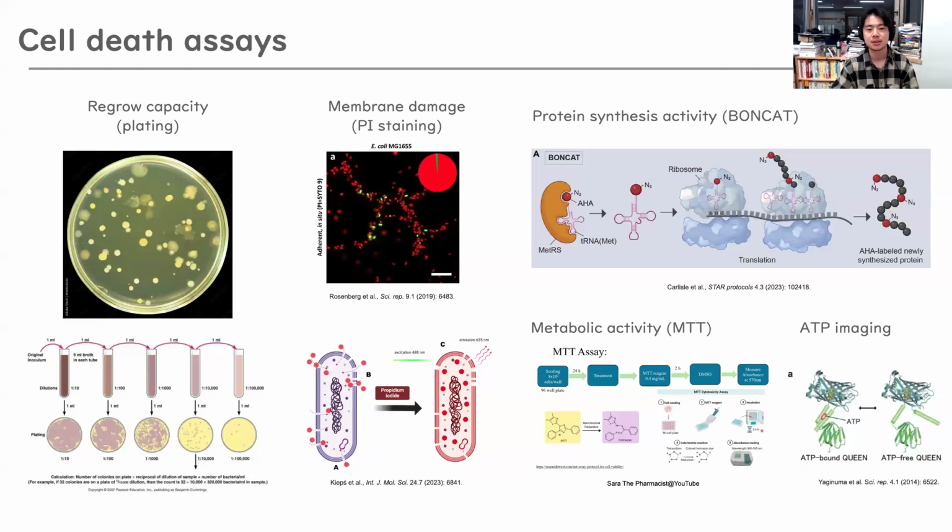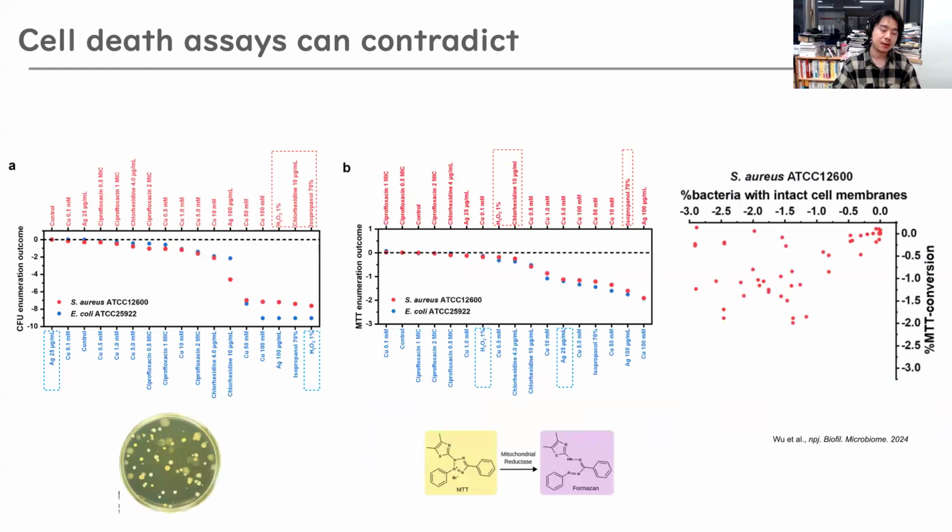Then there are some shortcuts like PI staining, which basically measures damage on the membrane. The logic behind it is that if your cell has a very damaged membrane, it is very difficult to regrow. There is also the metabolic activity measurement called the MTT assay, which measures a specific reaction converting a yellow chemical into a purple one. So if your cell is still capable of performing this reaction, you can see the color change from yellow to purple. But there are some contradictions among the different techniques.